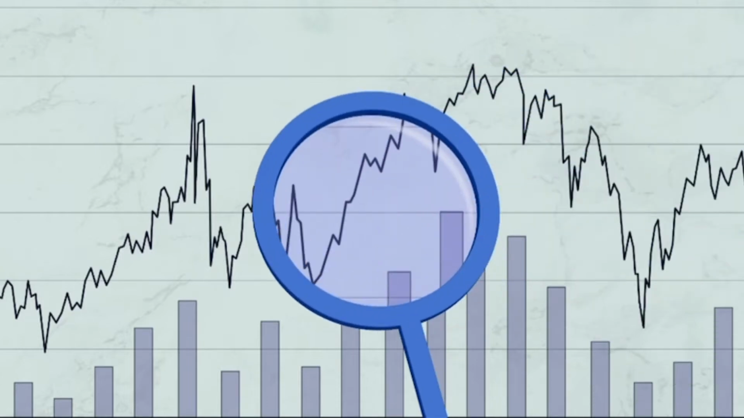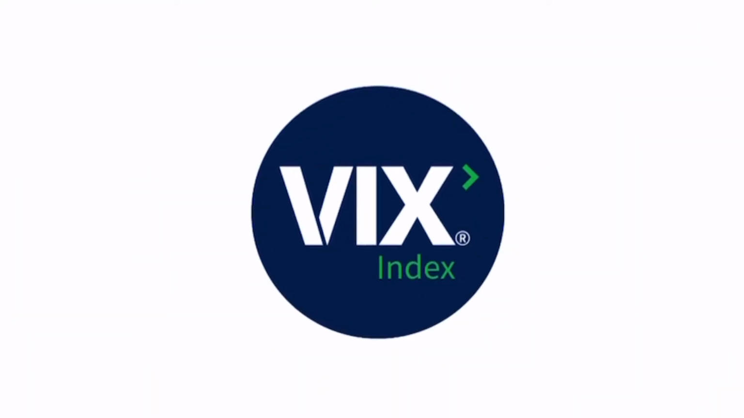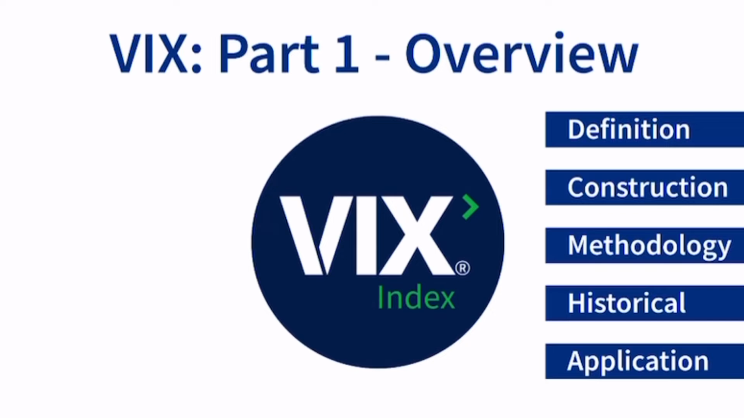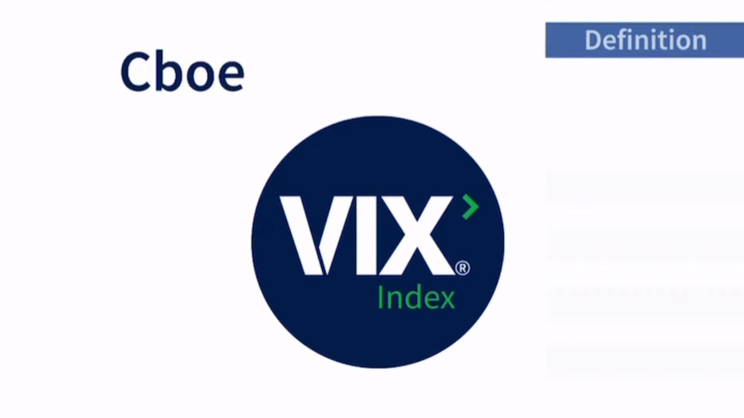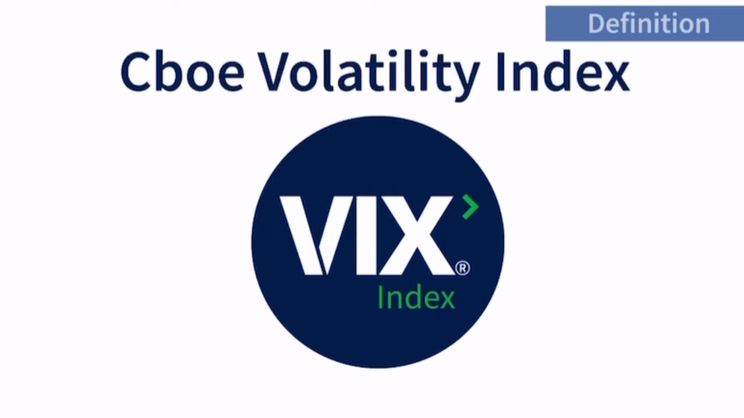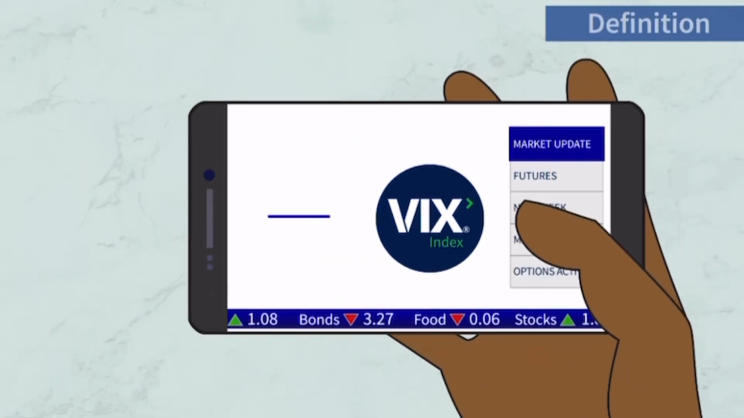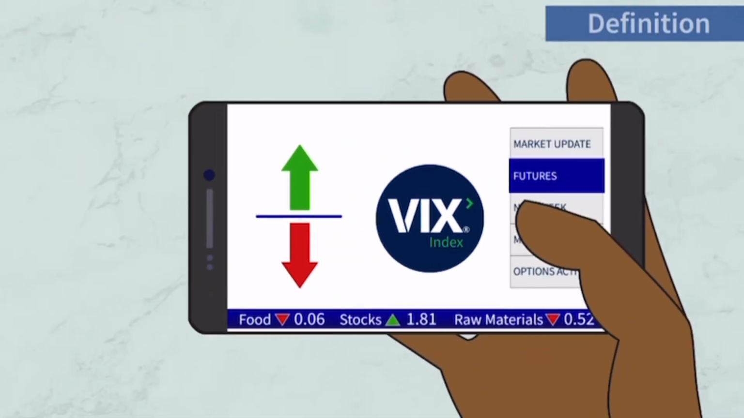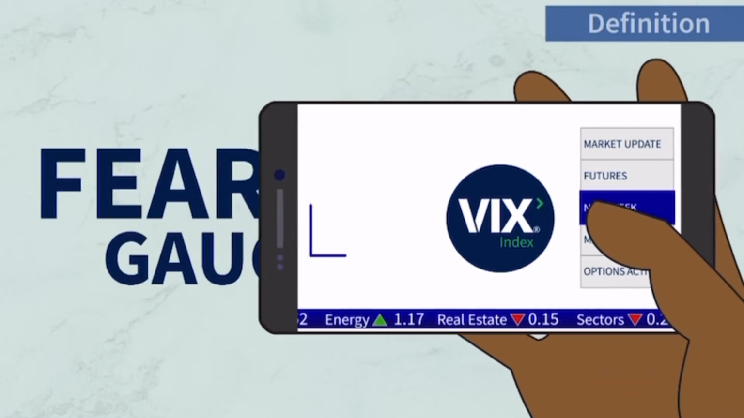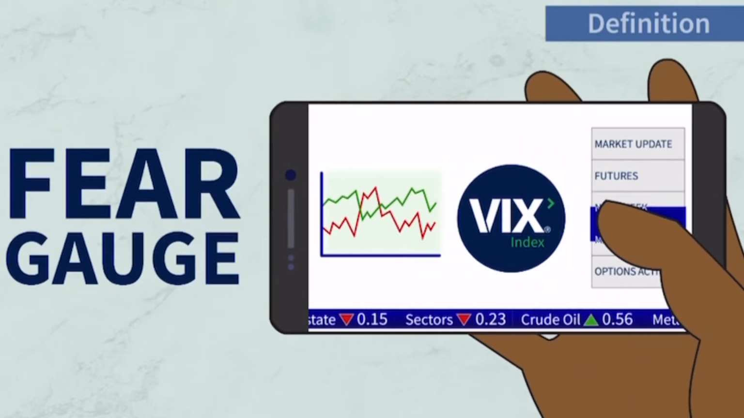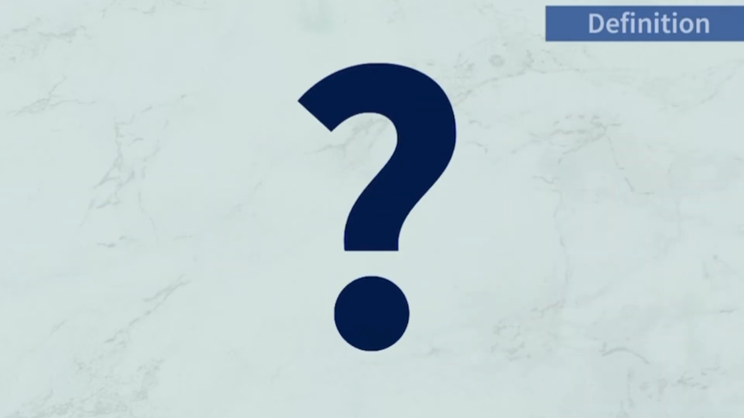The most recognized measurement of expected equity volatility is the VIX Index. The CBOE Volatility Index, as it's officially called, is widely reported by financial media as the benchmark of volatility. You'll also hear financial news outlets refer to it as the fear gauge, but for our purposes, we'll refer to it as the VIX Index. So, what is the VIX Index?